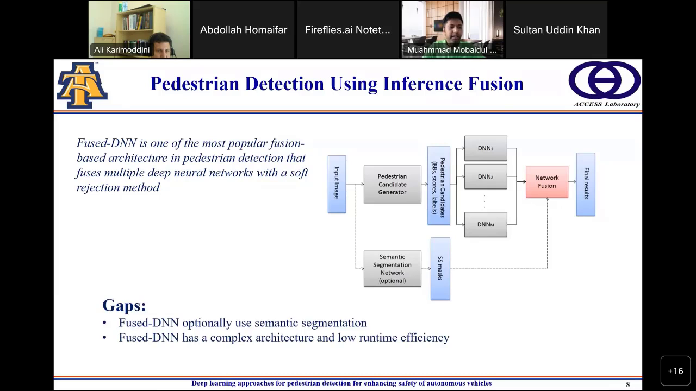The gaps of this fused DNN are that it optionally uses semantic segmentation, so sometimes it misses some important clue information from the semantic map. And fused DNN has a complex architecture, and this complex architecture creates low runtime efficiency. So these are the downsides of this fused DNN architecture.